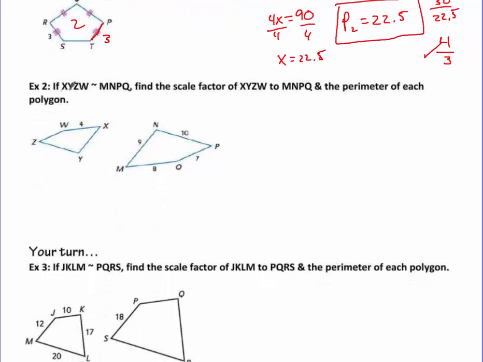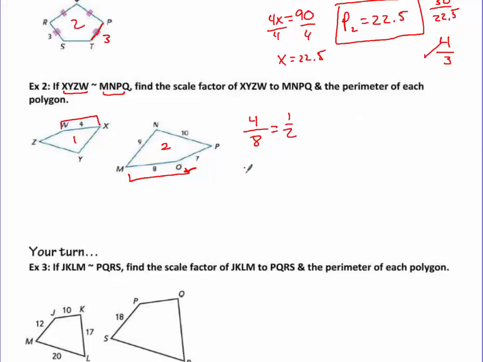All right, so XYZW, number 1, is similar to MNPQ, number 2. Find the scale factor from XYZW to MNPQ. So WX matches up to MQ right here. So 4 to 8 equals 1 over 2.